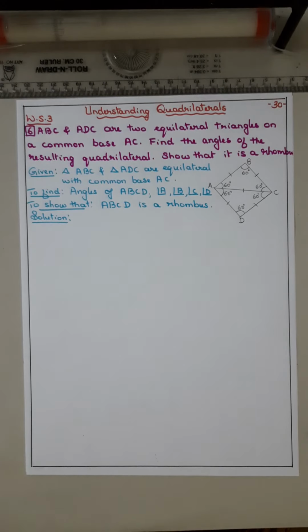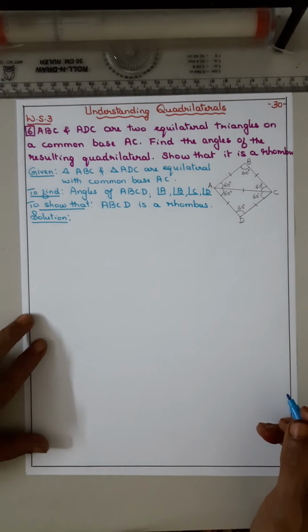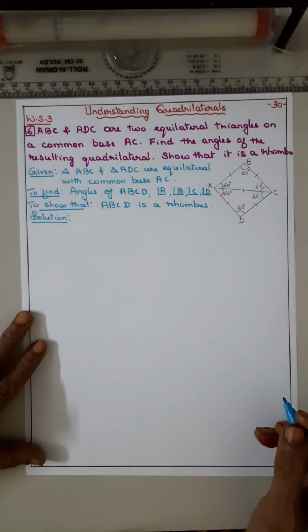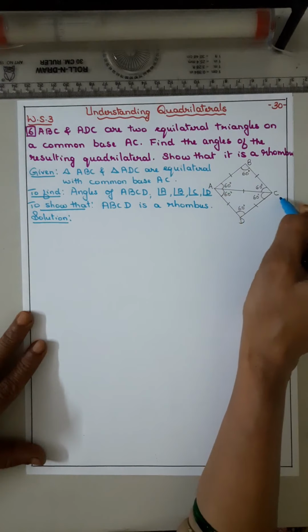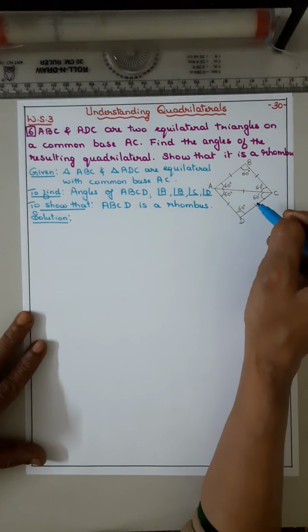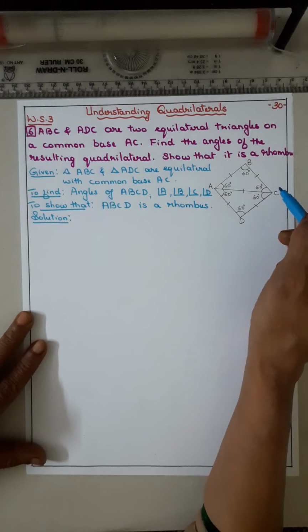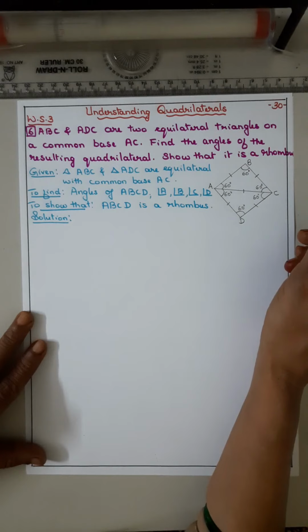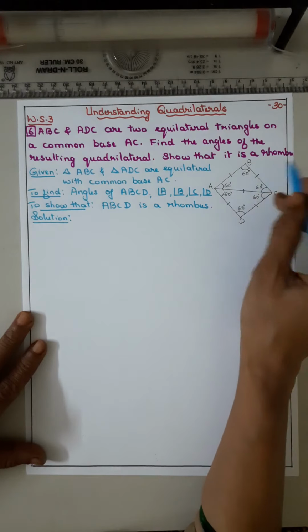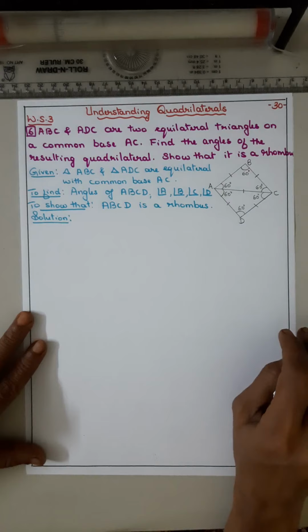Question number 6. ABC and ADC are two equilateral triangles on the common base AC. The figure is given. Equilateral means all the sides are equal. Find the angles of the remaining quadrilateral, and show that it is a rhombus.